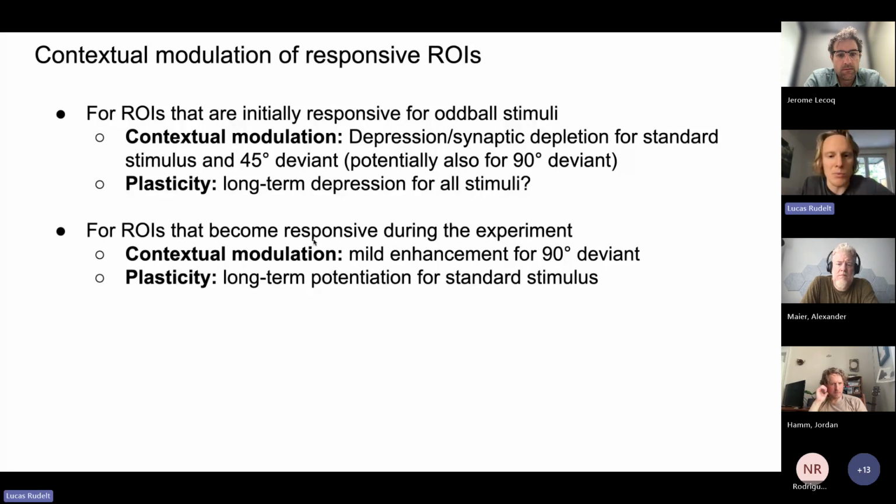And for ROIs that become responsive during the experiment, we see that there is mild enhancement for the strong deviant, and we see plasticity in the form of long-term potentiation for the standard stimulus and 45 degree. Okay, so what I would like to do now is to not only look at blocks per se, but Lucas?